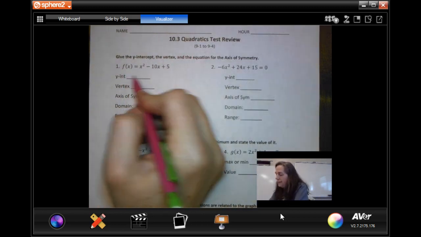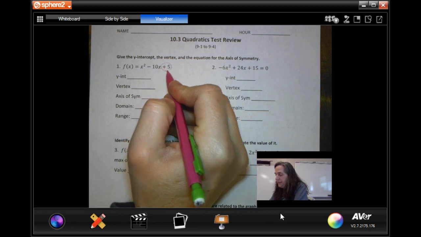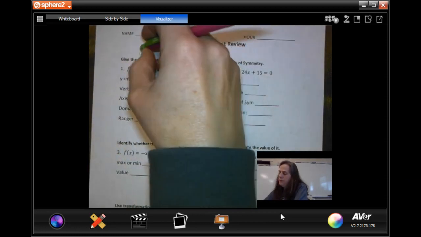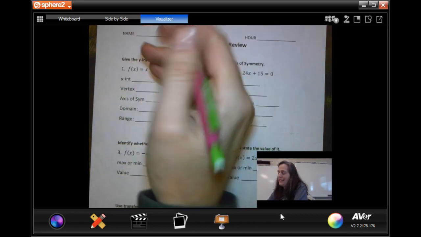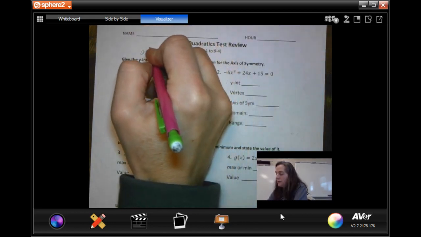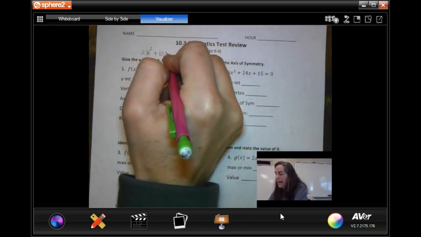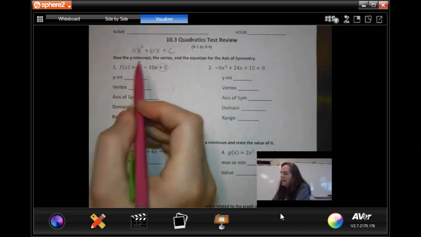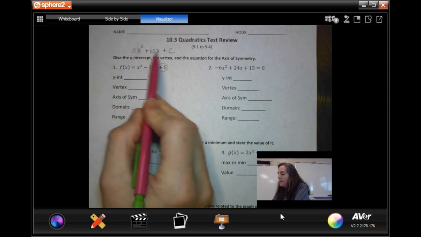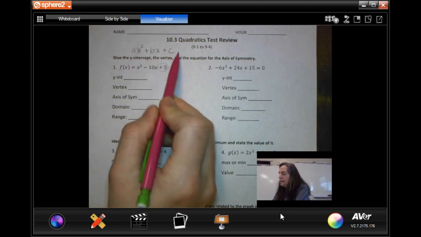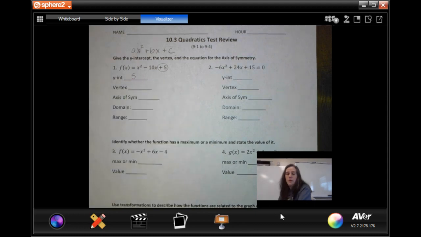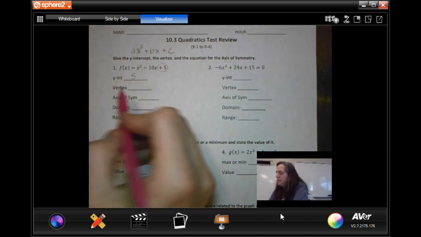So Y-intercept is always that C value at the end. Let's see, I'll put it here, just so we remember where these letters are coming from. AX squared plus BX plus C, that's the quadratic, and the A, B, and C are numbers. C is always the Y-intercept. So right here we can put 5. That's the quick and easy one.